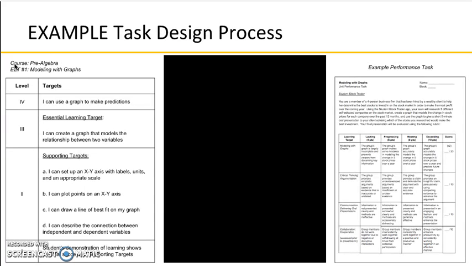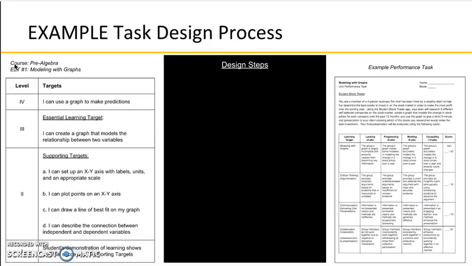But before we do, we want to give you an example that you could look at of how we went through this at a high-level overview. So the example that I'll be referencing is a performance task that I designed around a math standard in a pre-algebra course, particularly the ability for students to model something with graphs.